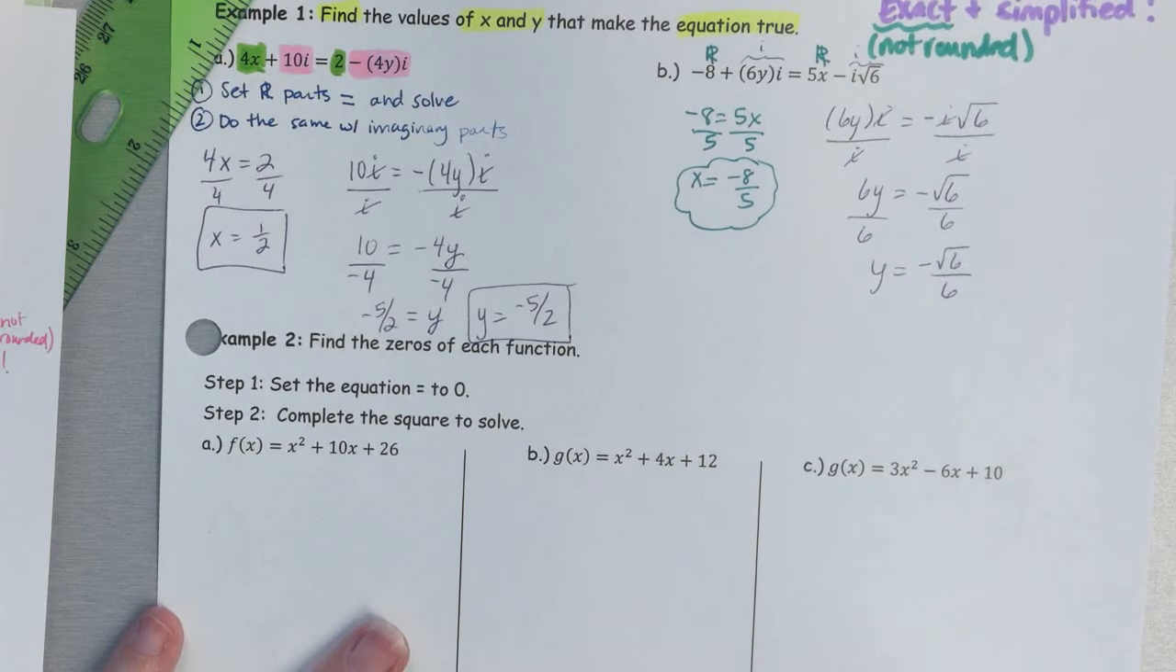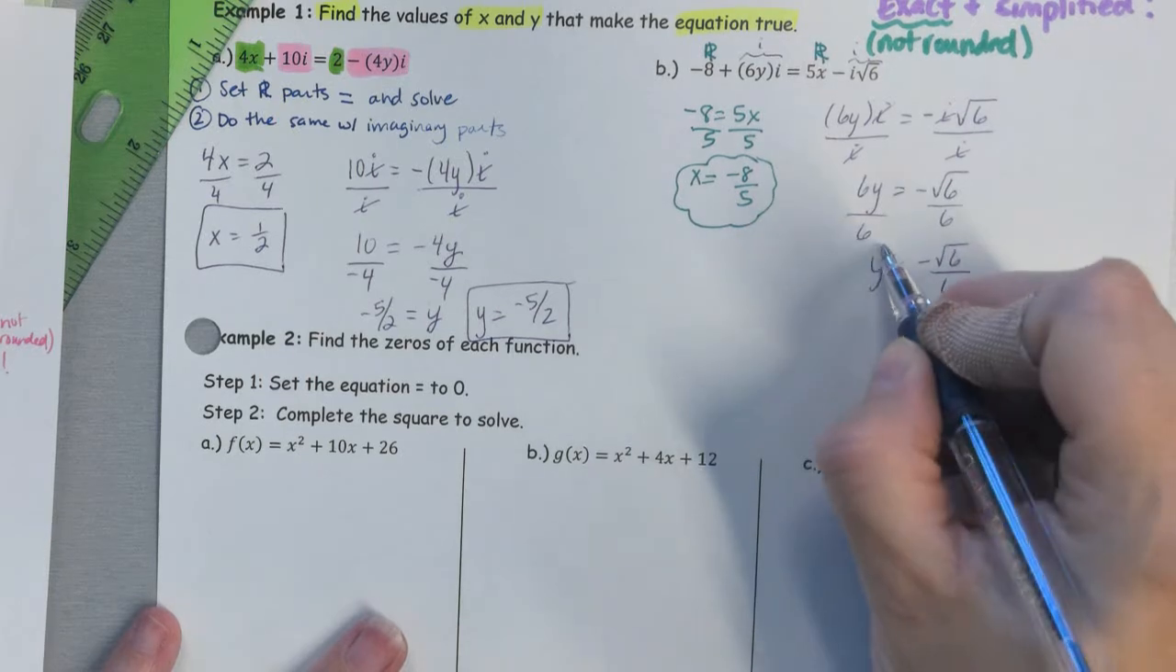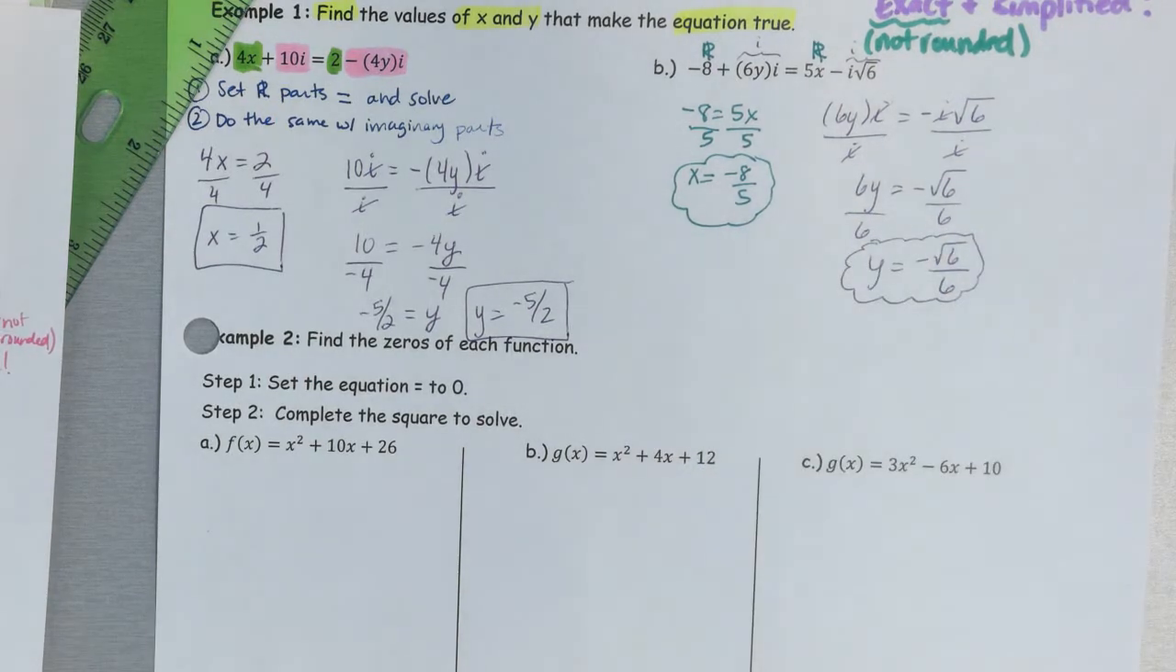Did any of you think of squaring both sides? You could do it, it's just a lot longer. Okay, so to get y by itself, you divide by the 6. Okay, and then you have negative root 6 over 6.